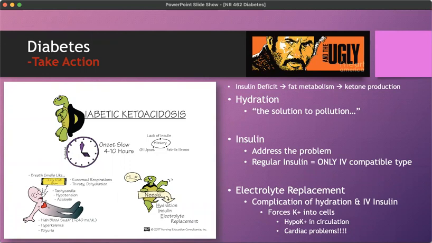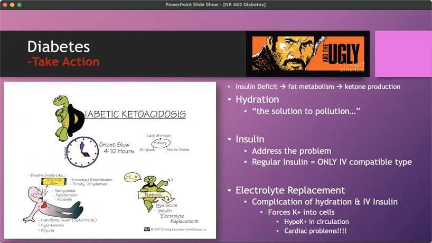is threefold. So the first thing we do is hydration, IV fluid hydration, because the solution to pollution is dilution. And in this case, the pollution is blood glucose. So we want to dilute their blood glucose back to a safer level. So we'll lower their blood sugar by just diluting it in circulation. We are also going to lower their blood sugar by giving IV insulin, because this addresses the actual problem, which is too much blood sugar in circulation.